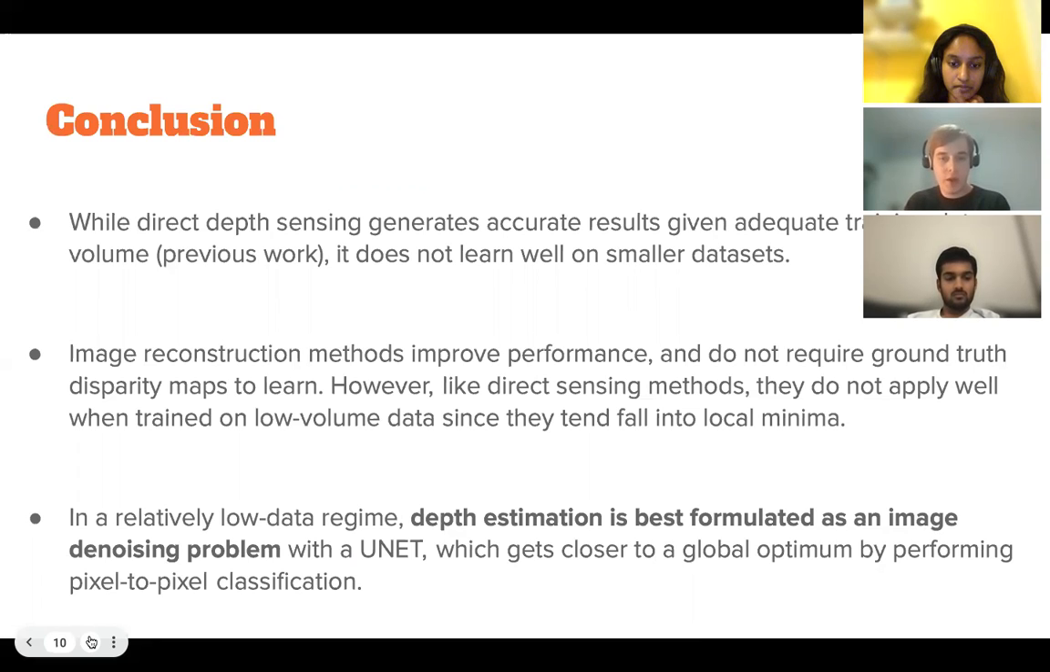This means that the best way to conceptualize depth estimation is through an image denoising problem that uses a pixel to pixel classification. So this concludes our presentation. Thank you for listening.